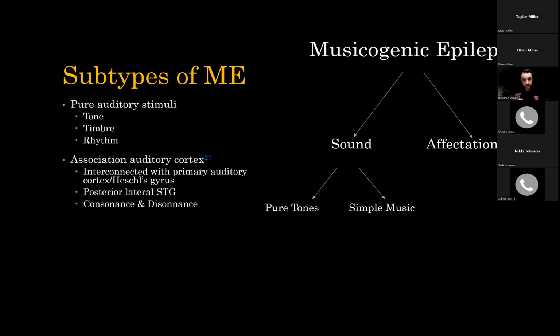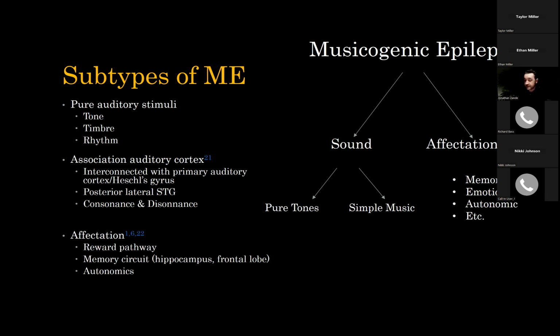And differences in processing can come out in the way of where seizures happen. And to some degree, that could be because of the way it affects us. Happy, beautiful sounding music might activate our reward pathways, might trigger memories in our memory circuit, the hippocampus, the frontal lobe.